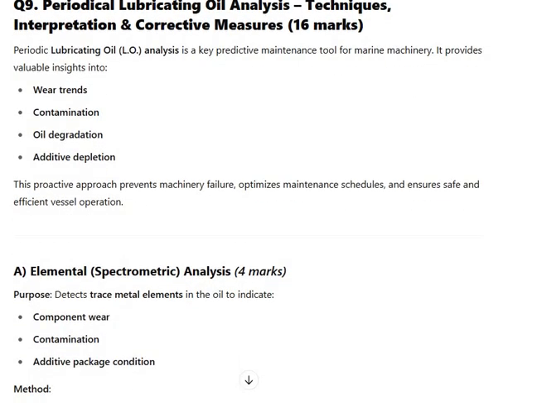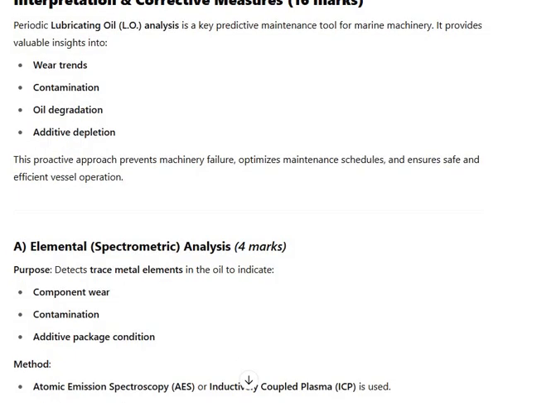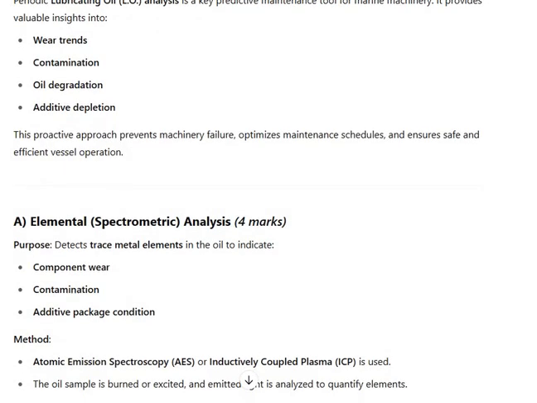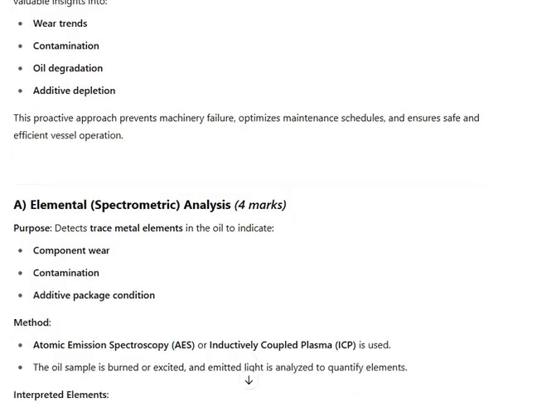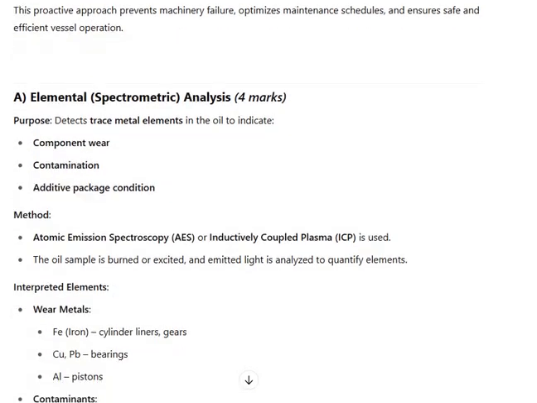Periodical analysis is a key predictive maintenance tool for marine machineries. It provides valuable insights into wear trends, contamination, oil degradation, and additive depletion. This predictive approach prevents machinery failure, optimizes maintenance schedules, and ensures safe and efficient vessel operations. Now, coming to the spectroscopic analysis or the elemental analysis, the purpose is to detect trace metal elements in the oil to indicate component wear, contamination, and additive package conditions.